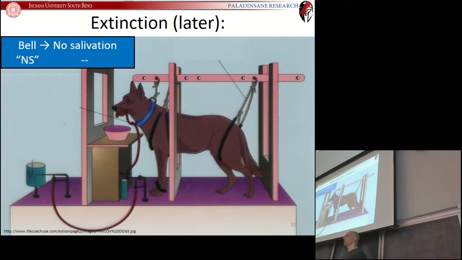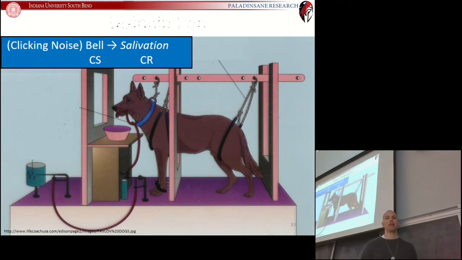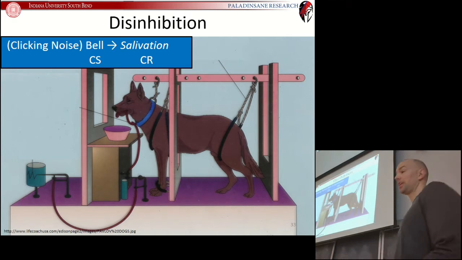If at that point somebody introduces a new stimulus, like a clicking noise, just when we think, oh, I made this breakthrough, that stimulus on its own, that clicking noise, might cause the bell to once again cause salivation. So that clicking noise has taken that neutral stimulus and changed it back into a conditioned stimulus that now causes a conditioned response, and that is known as disinhibition.